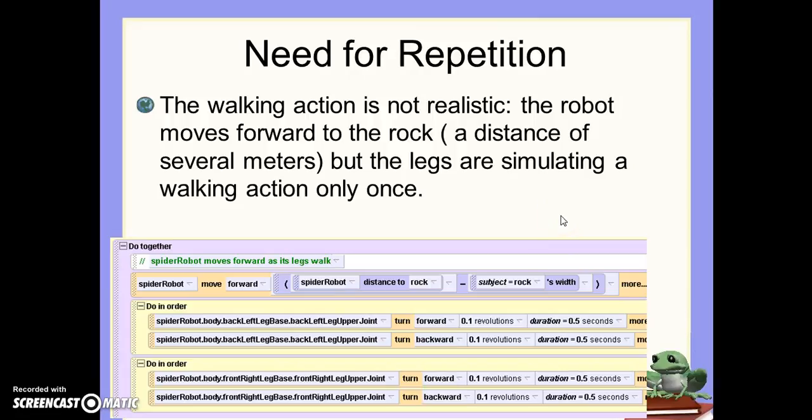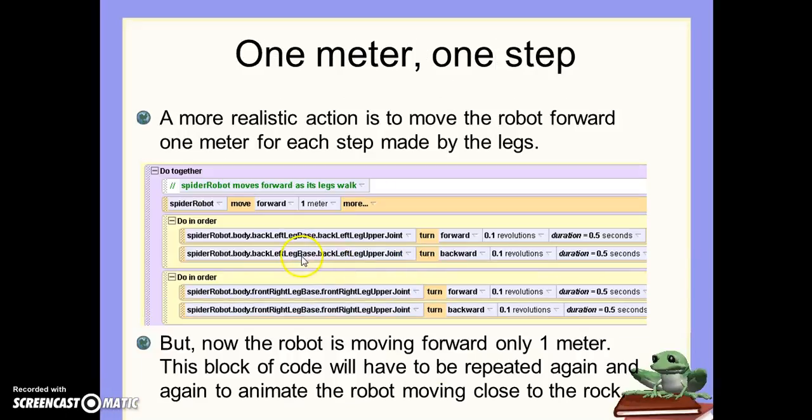Okay, the need for repetition. If something needs to happen more than once, the walking action is not realistic. The robot moves forward to the rock in the distance of several meters, but the legs are not sealing in the walking action the way that they're supposed to. So we need to repeat this action. So one way of doing it is do together, we have, and then do in order.